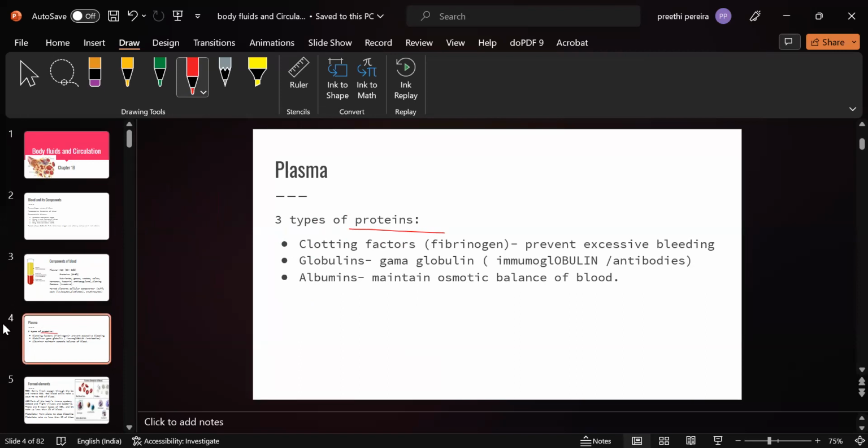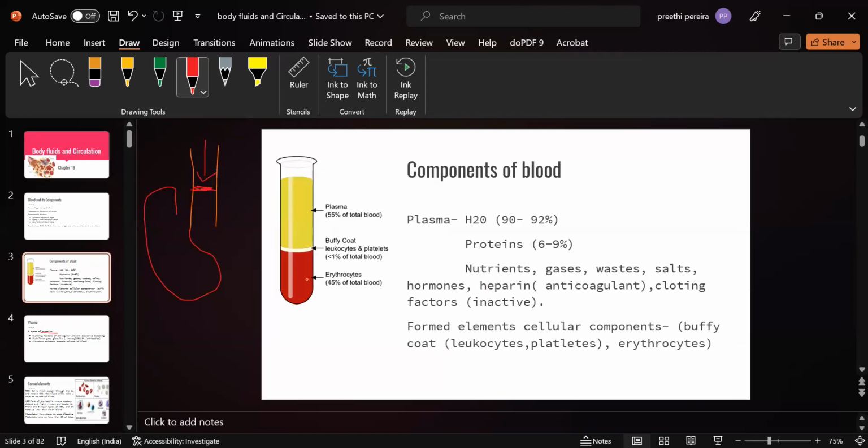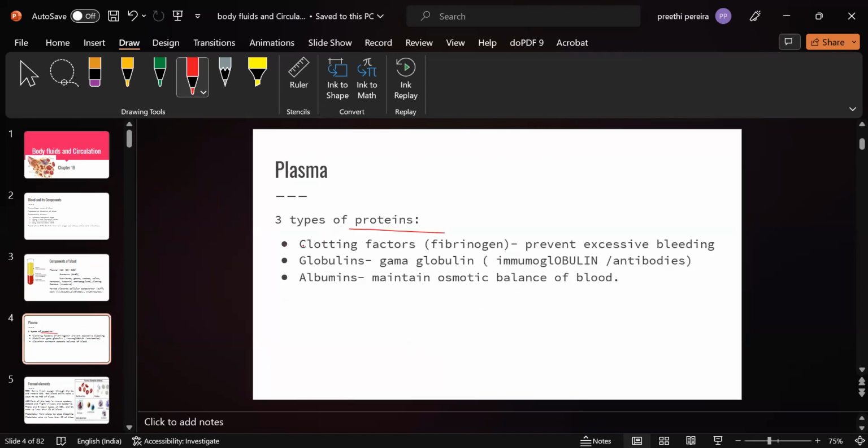First one is the clotting factors, these ones. These clotting factors that we wrote here. This is the protein. It is a protein. What is the name of that protein? Fibrinogen. So this protein is the one which doesn't allow you to bleed excessively. So fibrinogen is the protein. It prevents excess bleeding. See, clotting is written.